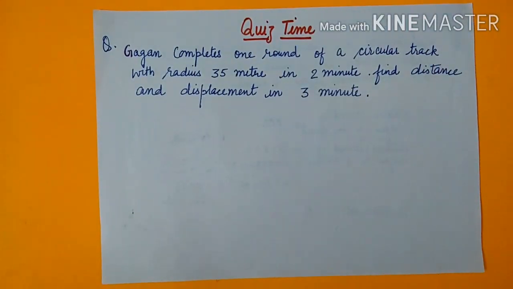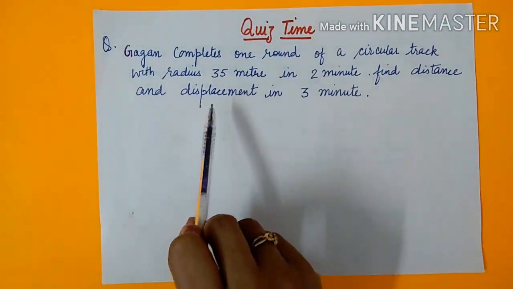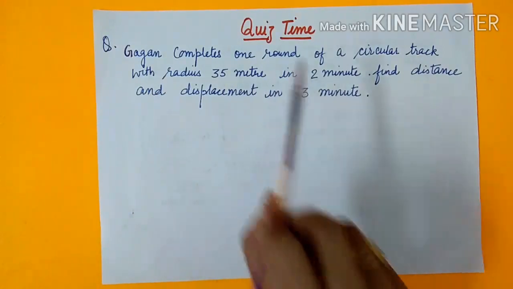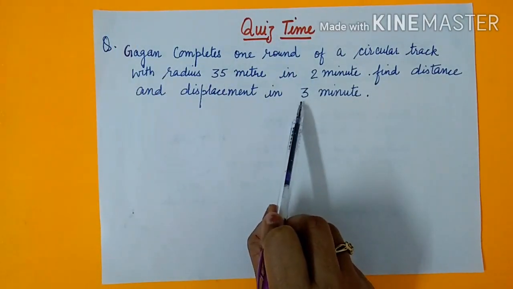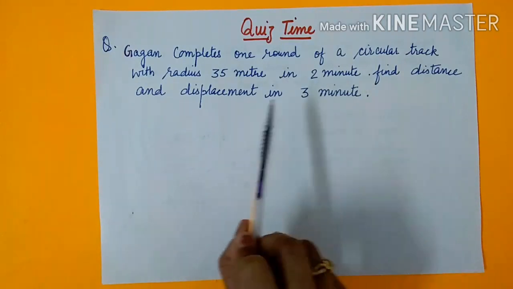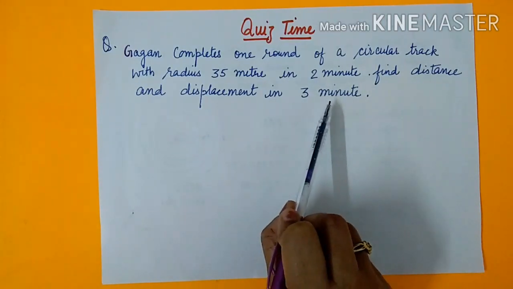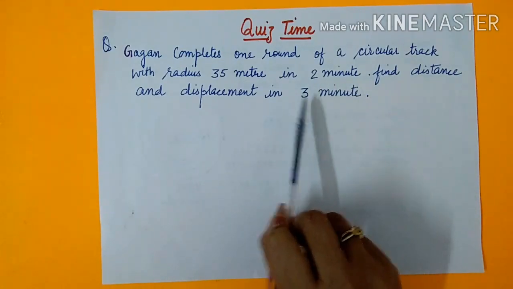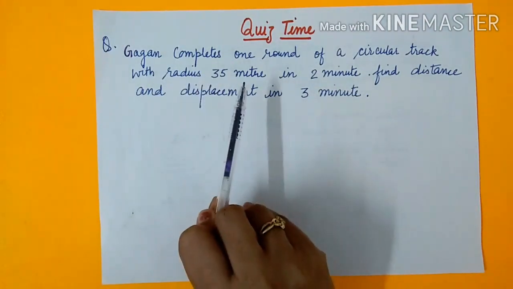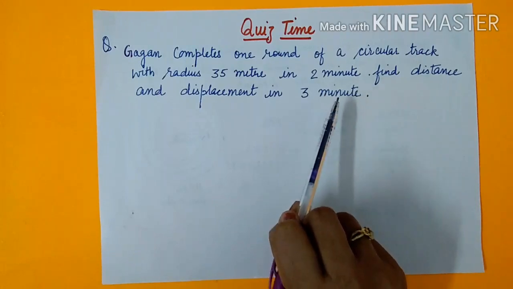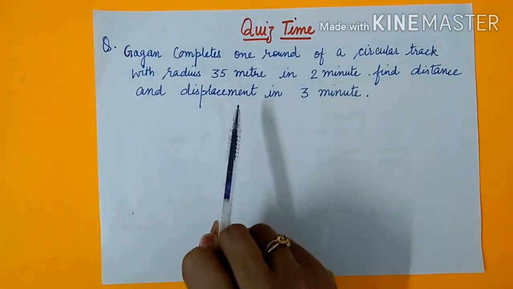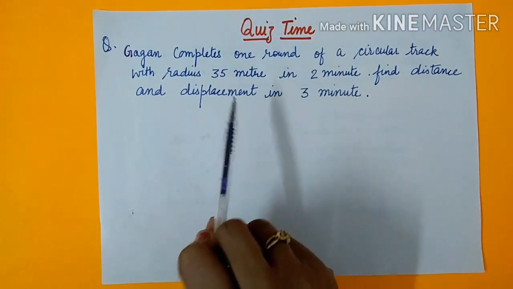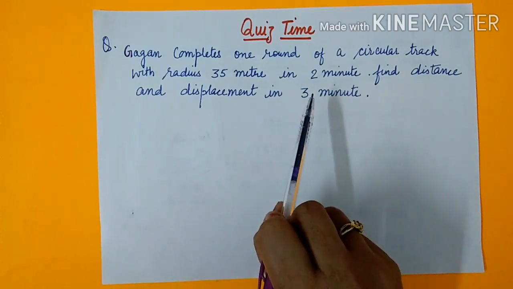Now it's quiz time for you to check your understanding. This is the same question, but I have changed the last value. Now you have to calculate the distance and displacement for 3 minutes. I am going to give one hint: in 3 minutes, Gagan will complete 1.5 rounds. Clear? Now you can calculate the distance and displacement and send your answer in the comment box.